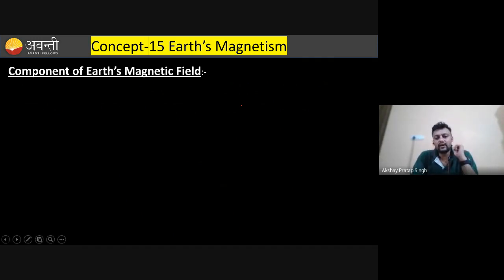What are the components of Earth's magnetic field? The meaning of this definition is the quantities which are required to completely locate or completely find the Earth's magnetic field are known as components of Earth's magnetic field. Like suppose, listen to me again. Earth's magnetic field has two things. One is magnitude, one is direction. And to find both magnitude and direction, the quantities that are required are called components of Earth's magnetic field.